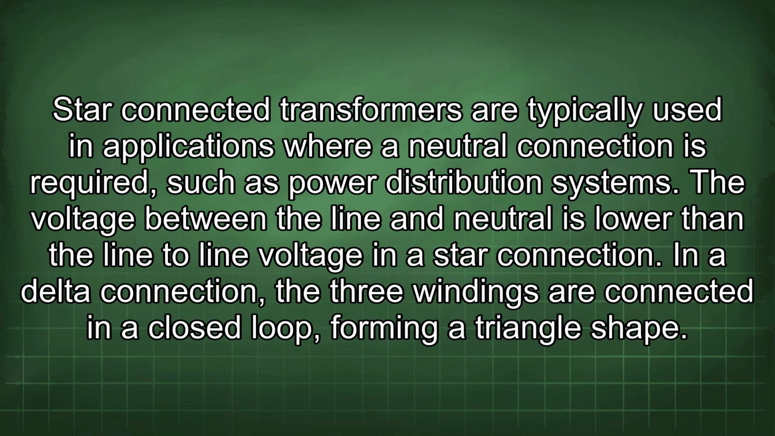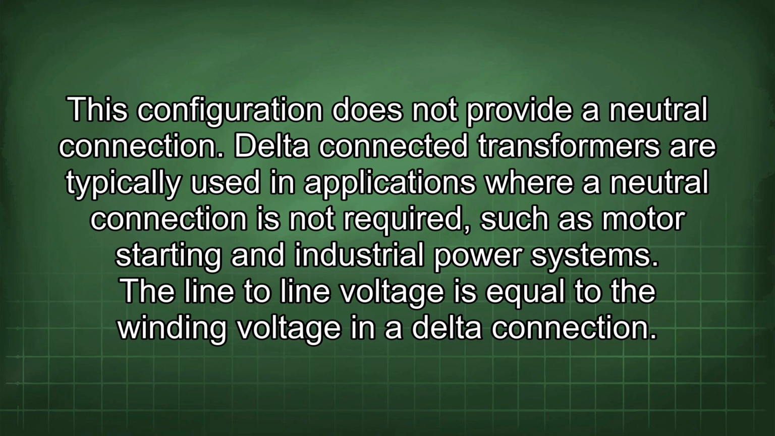In a delta connection, the three windings are connected in a closed loop, forming a triangle shape. This configuration does not provide a neutral connection. Delta-connected transformers are typically used in applications where a neutral connection is not required, such as motor starting and industrial power systems. The line-to-line voltage is equal to the winding voltage in a delta connection.